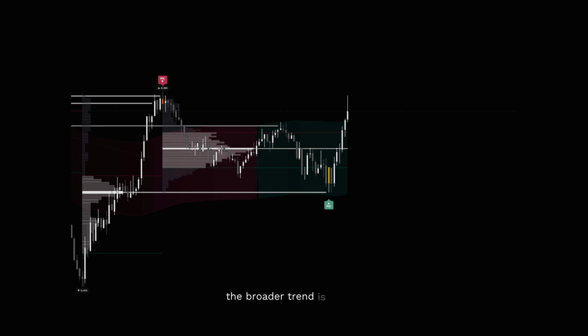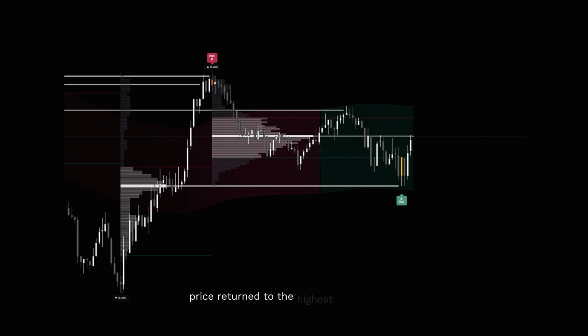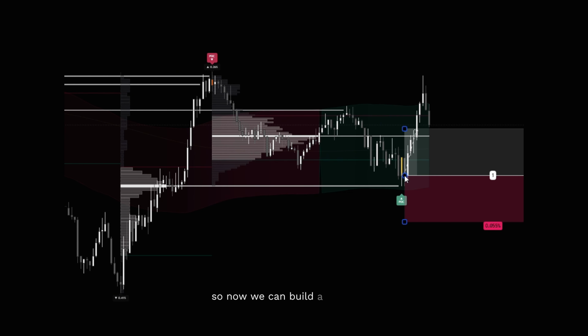The broader trend is bullish. Price pulls back into the POC. The EMA trend filter is still bullish. The candle touches the POC and closes back above it. That gives us a potential long signal. The logic is simple. Price returned to the highest participation area of the profile. Buyers defended that area. The trend context still supports longs. So now we can build a trade idea.